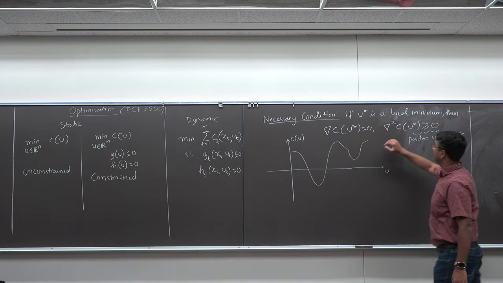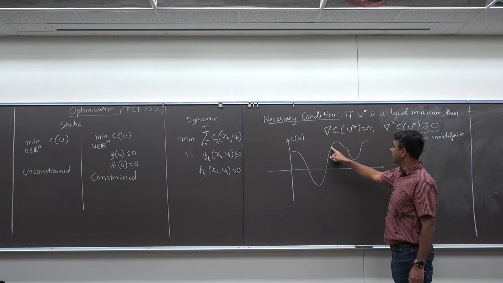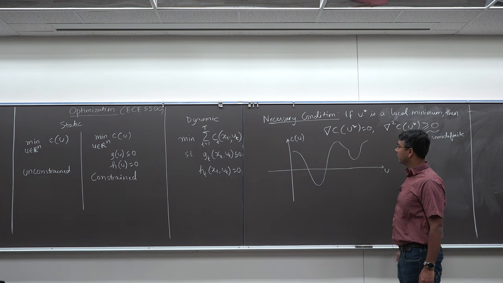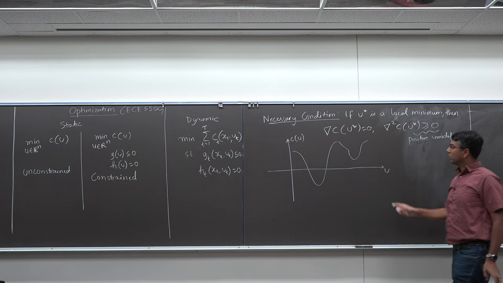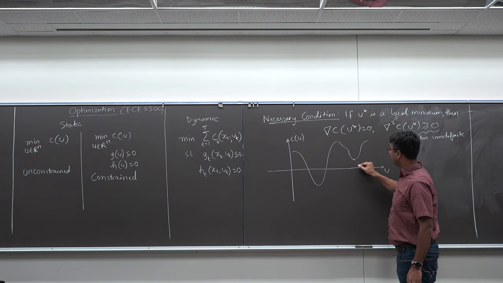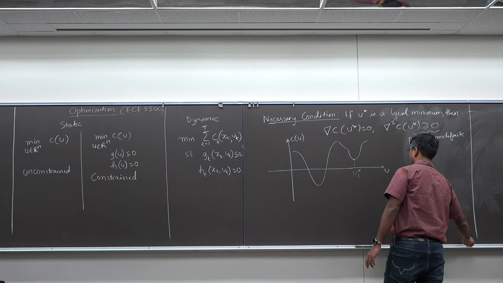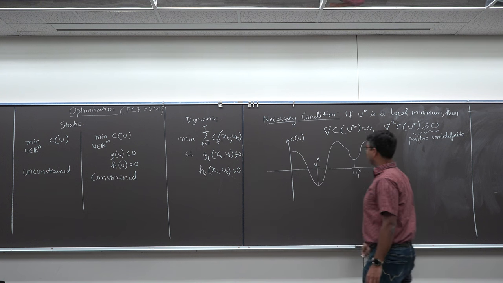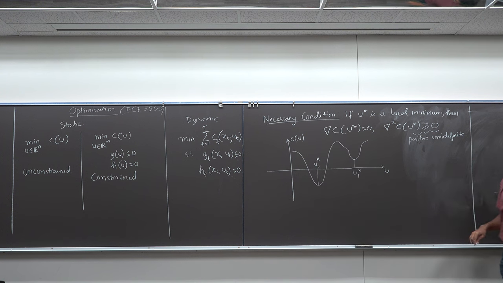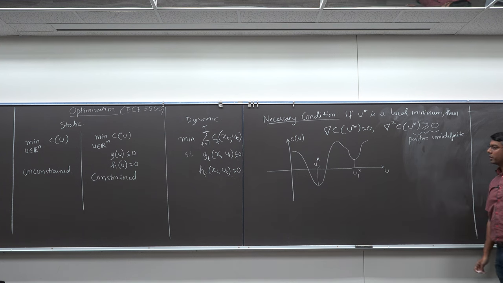Okay, so what does this say? If U star is a local minimum, local minimum means that if you stand at a point, in the vicinity of that point, the function is minimized at that particular point. So here there are two local minima. One is this one, let's call it U1 star, and another one is this one, let's call it U2 star. So I have two local minima here, U1 star and U2 star. And what do you notice? What is peculiar about U1 star and U2 star?